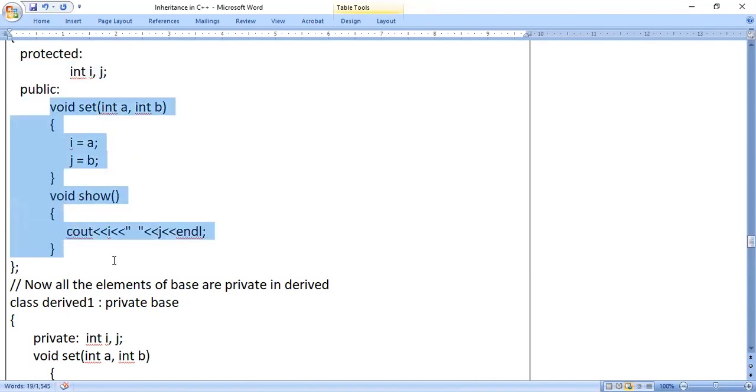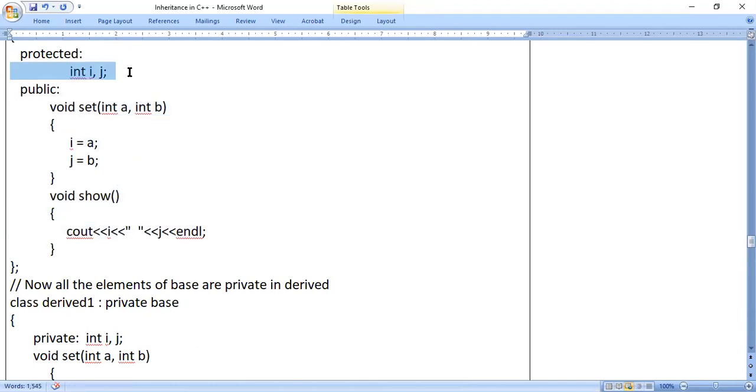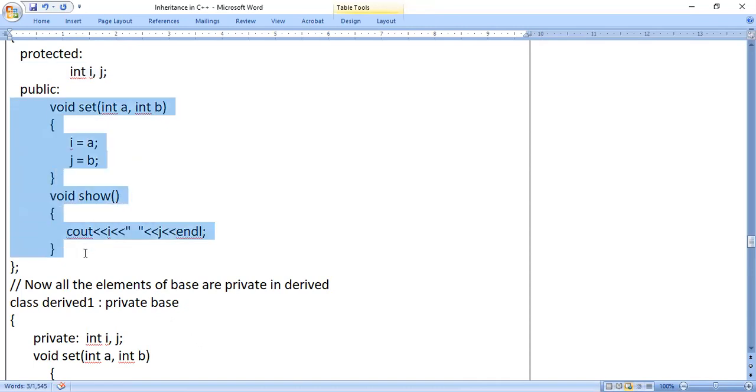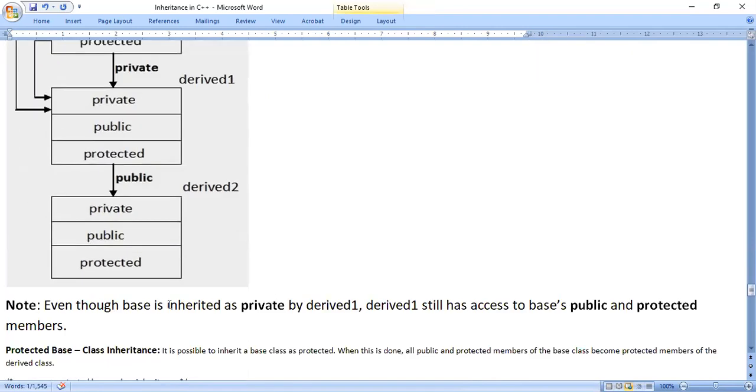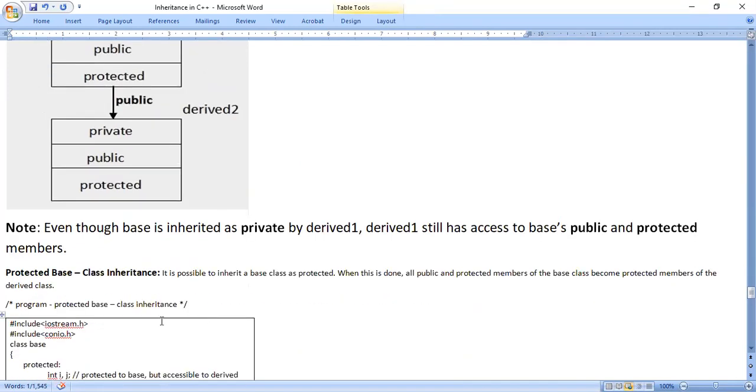Why? Because it is the inheritance concept. Even though you're inheriting in private mode, protected members and public functions of the base class can be inherited in derived one. That is what they're telling in this note. That is, even though base is inherited as private by derived one, it still has access to the base's public and protected members.